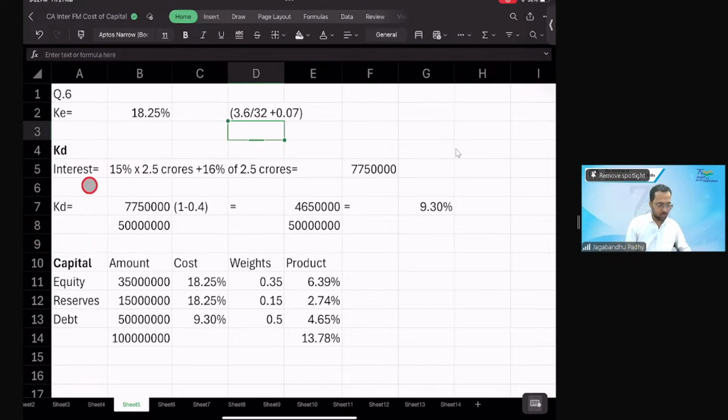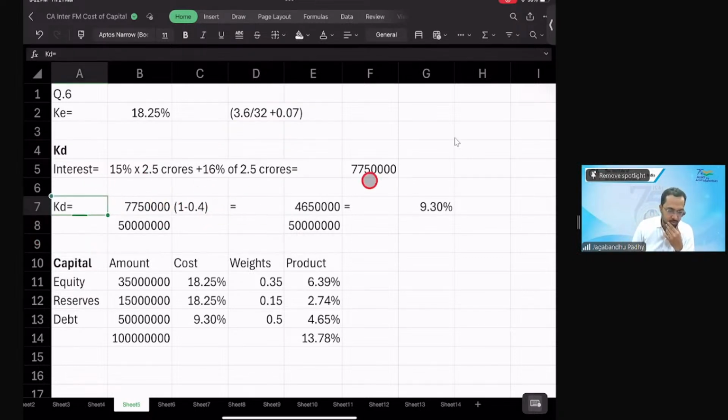So just go through this. Interest, then cost of debt, with the after tax effect, and then you just take out the weighted average cost of capital.